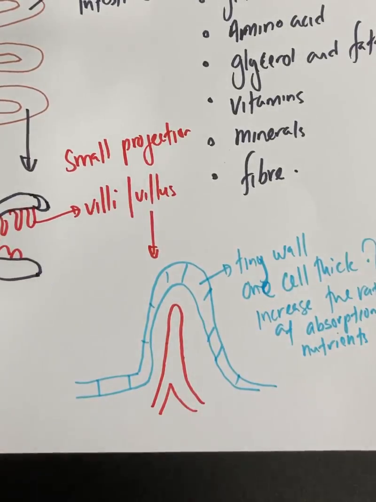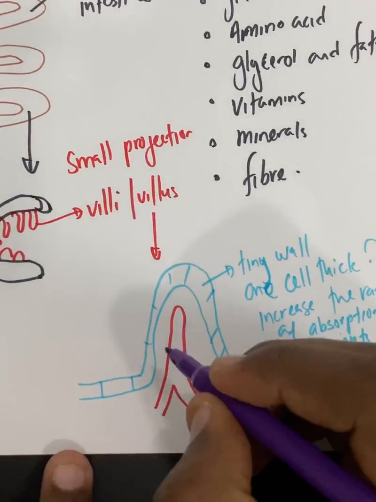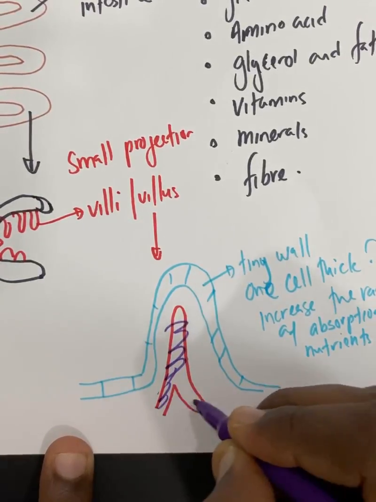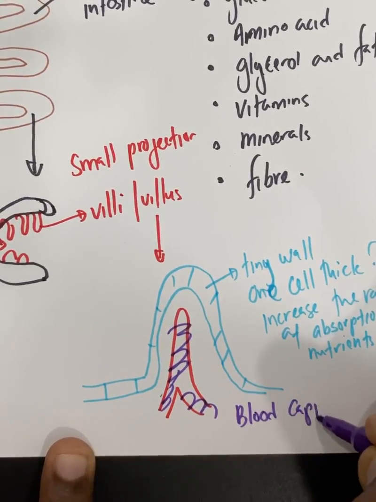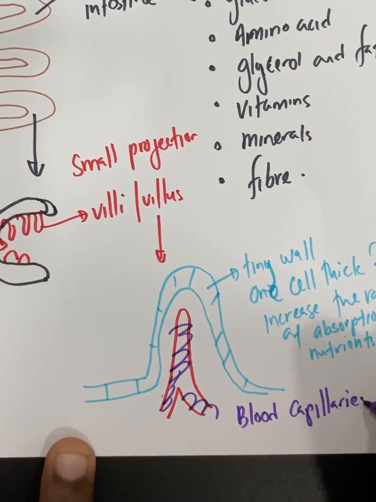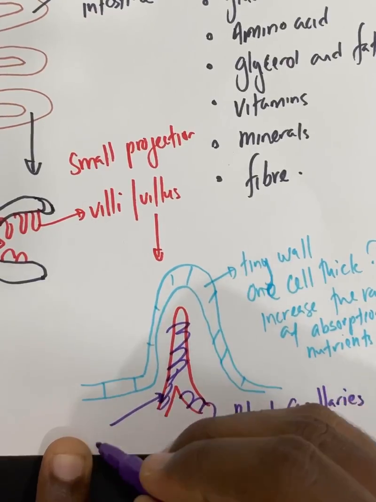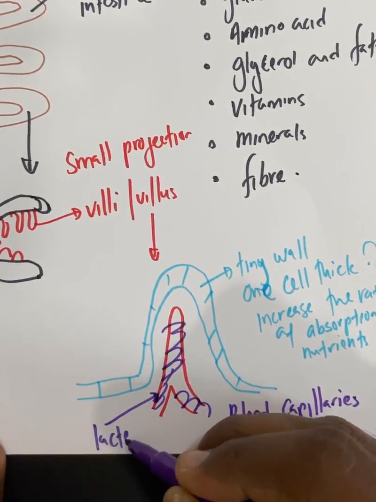As well as that, we have another structure called the lacteal. This lacteal is rich in blood capillaries, and this structure is called lacteal.